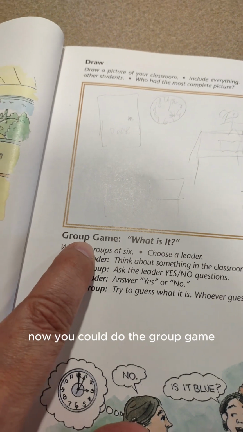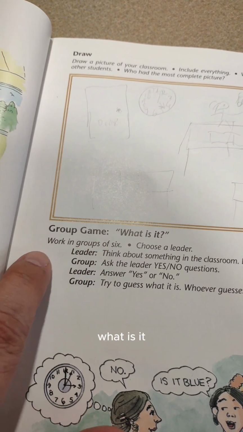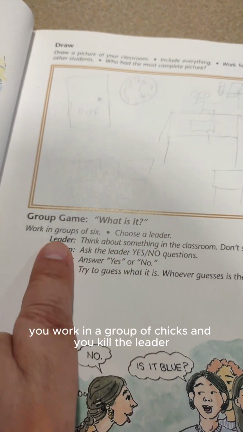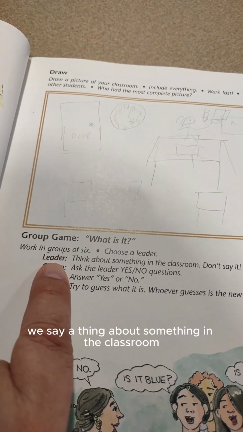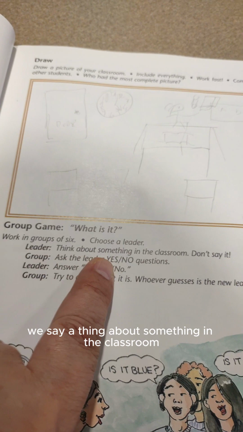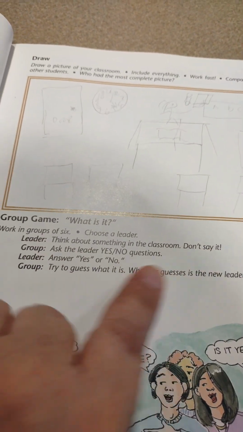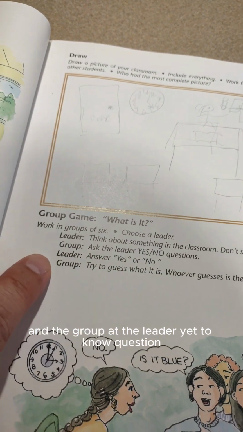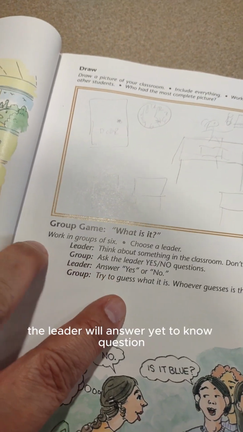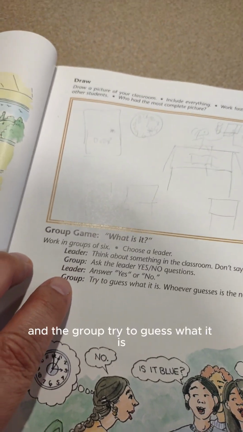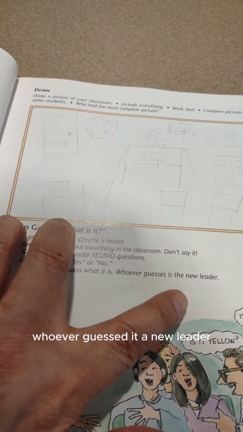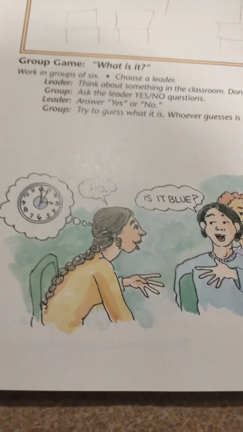Now you get to do the group game. What is it? You work in a group of six and you choose the leader. And the leader will think of a thing in the classroom, but don't say it. And the group asks the leader yes or no questions. And the leader will answer yes or no. And the group tries to guess what it is. Whoever guesses it is the new leader. So here's an example.